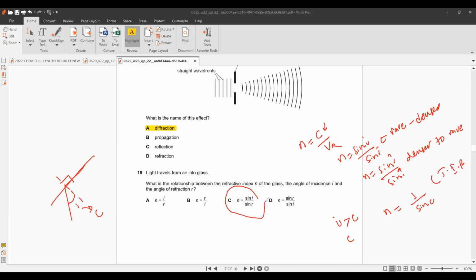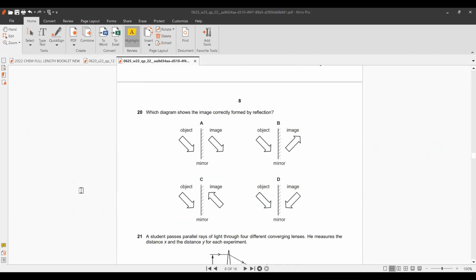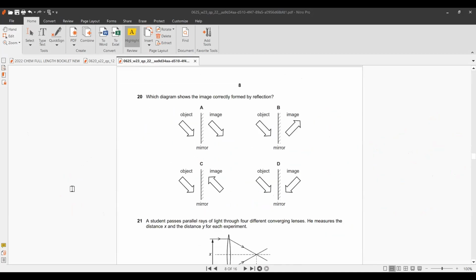Moving on to the next question, they've asked about the image formed in the mirror. We know that the image formed by the mirror is laterally inverted. So if something is written like this, it would appear like this. If something is written like this, it would appear something like this. So lateral inversion happens. The only lateral inversion here we could see is in option number D.